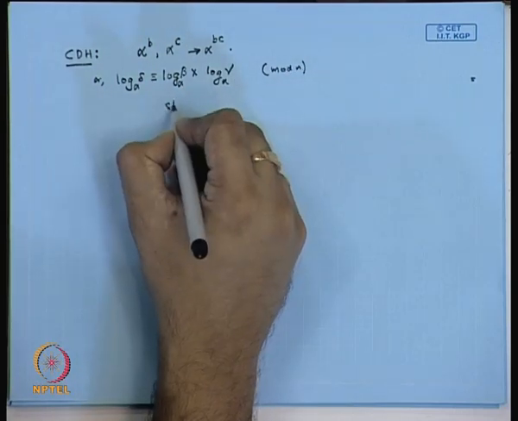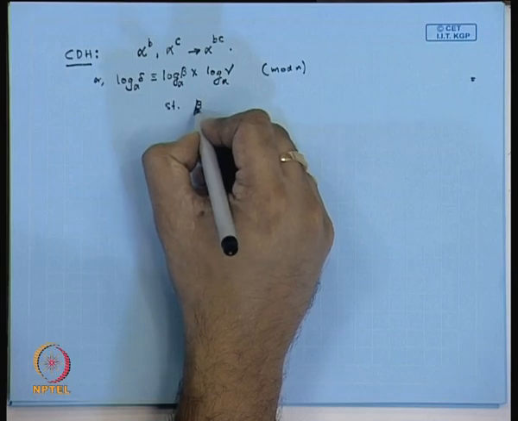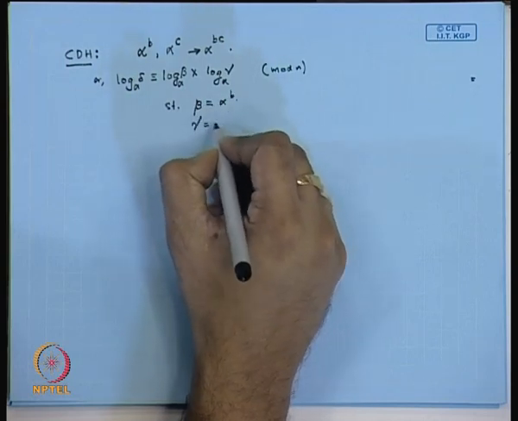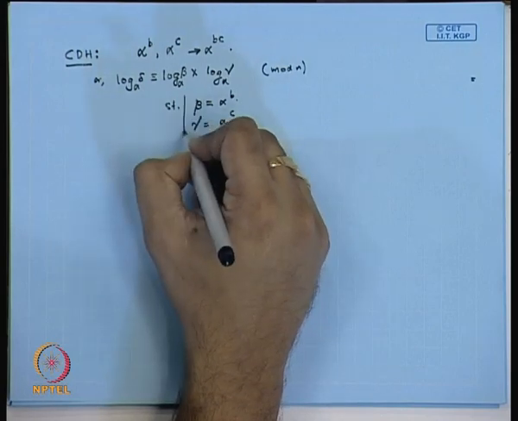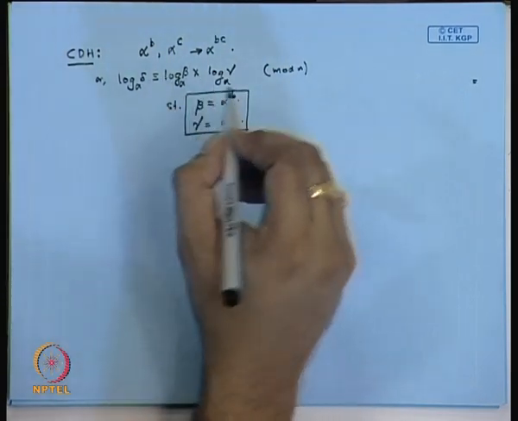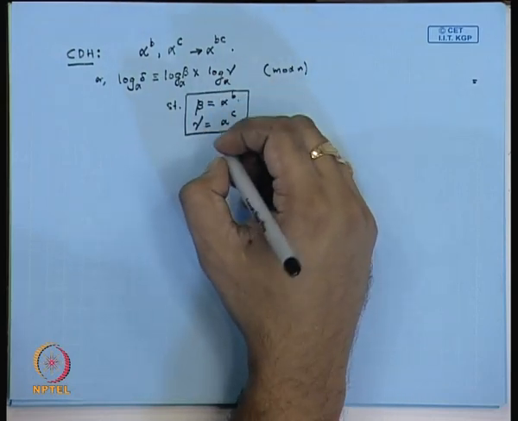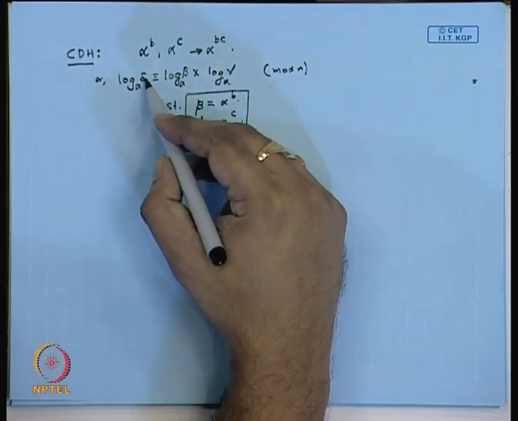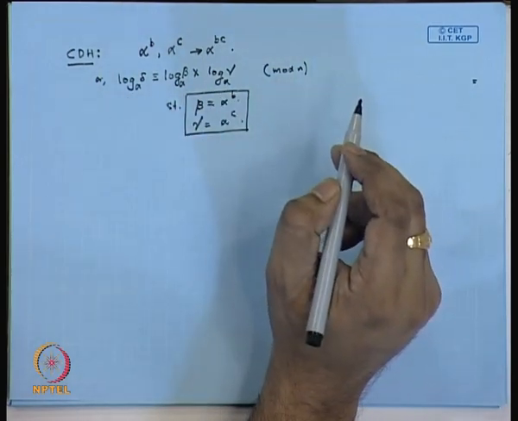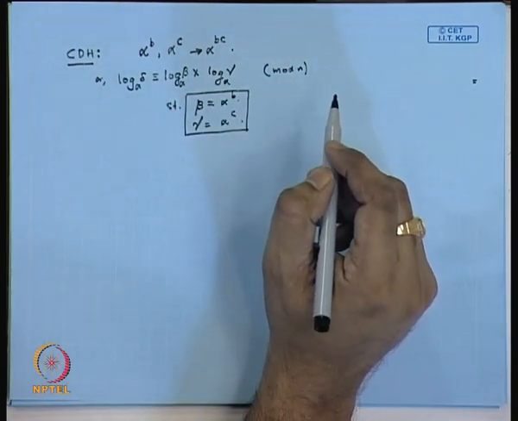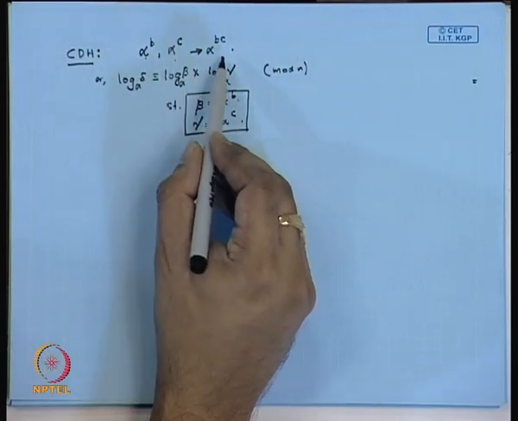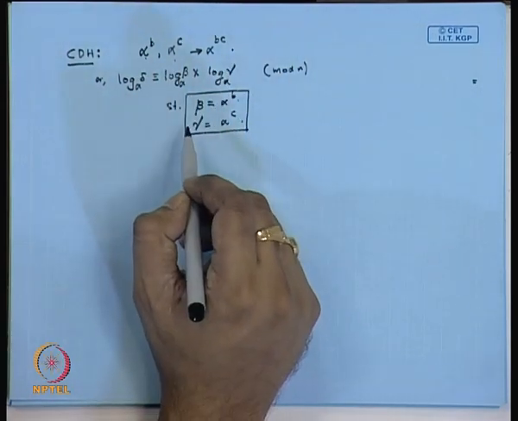Here beta means alpha power of b and gamma means alpha power of c. So, you are supposed to compute the value of delta such that this equation is satisfied. That means if you are provided with two values like alpha power of b and alpha power of c, can you compute the value of alpha power of bc?